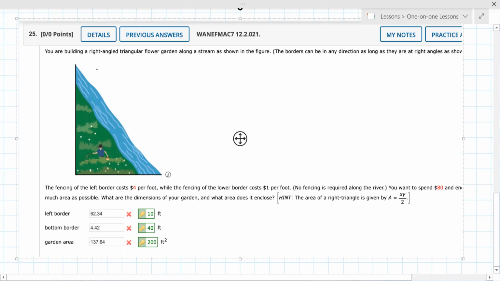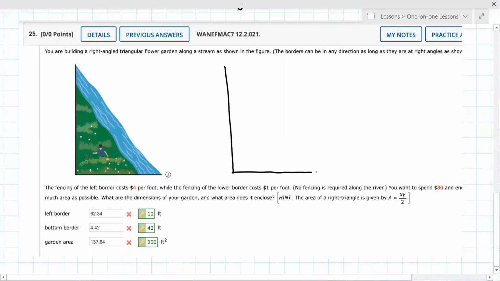So, okay, we got a triangle here. I'm going to redraw it because it's got a lot of extra stuff in here. This is X, this is Y, and the left border costs $4, and the lower border costs $1. And we want to maximize area again. So the area is 1/2 base times height. The base is X, and the height is Y. And you have $80 to spend.